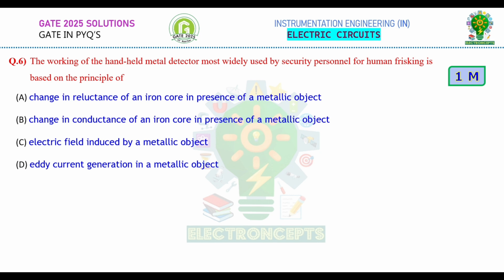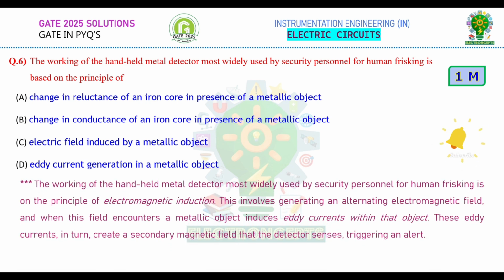Question number 6. This is a GATE 1 mark question. The working of the handheld metal detector most widely used by security personnel for human frisking is based on the principle of. Generally, handheld metal detectors used for human frisking are based upon the principle of electromagnetic induction.